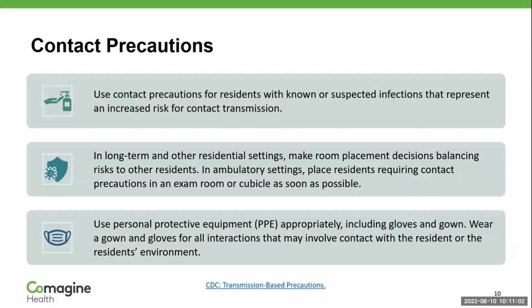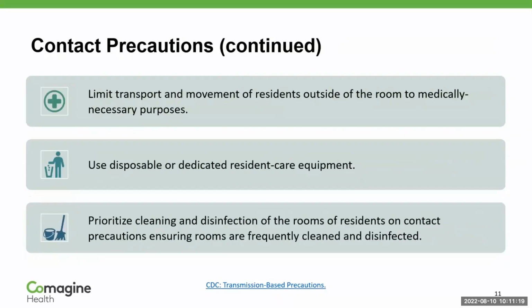And then the personal protective equipment would include gloves and a gown, and you wear a gown and gloves for all interactions that may involve any kind of contact with the resident or the resident's environment to prevent the spread from one individual to another. Let's go to the next slide.